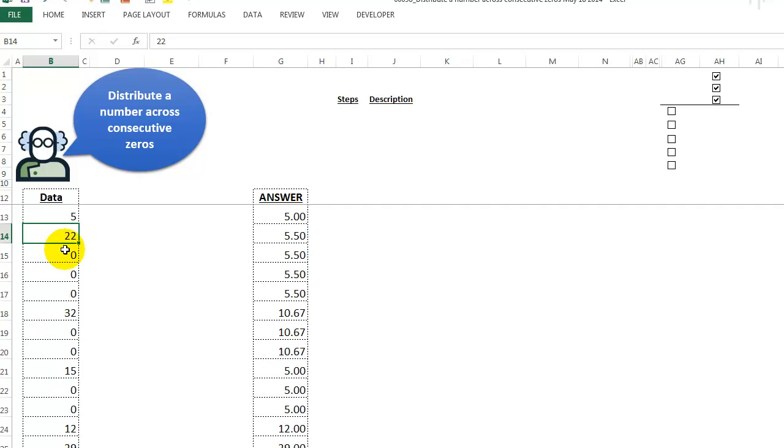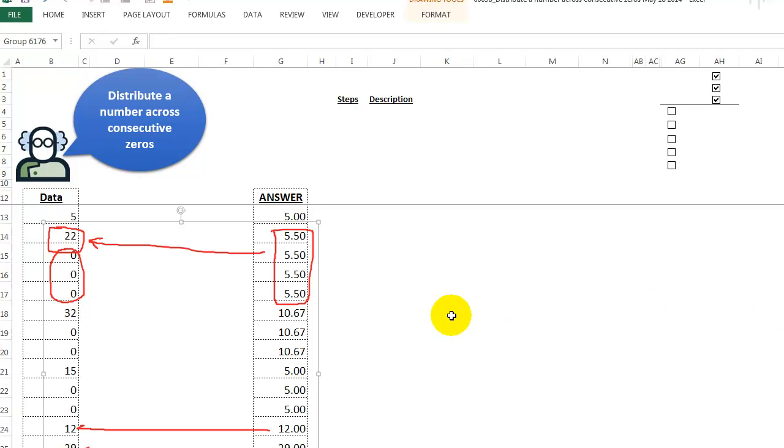And when we see zeros after a number, what we want to do is distribute this value across all 4 cells. So hopefully this will help to see what we have here. When we see a 22 or any number followed by consecutive zeros, that means we want to take the 22 and distribute it across all 4 of these cells.